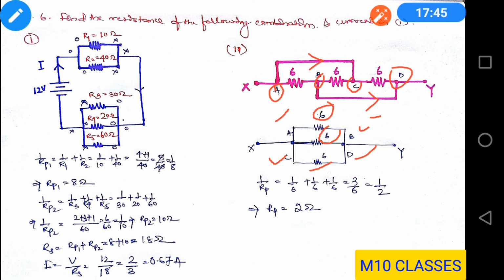In a parallel combination you can easily find out the resistance. 1 by Rp equals 1 by R1 plus 1 by R2 plus 1 by R3, and you will get this answer.